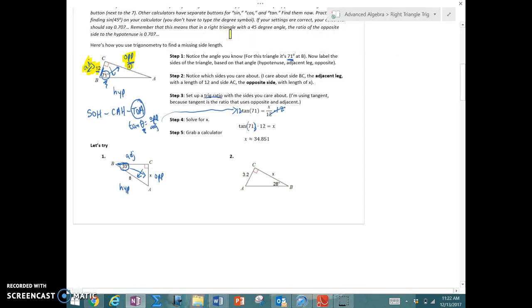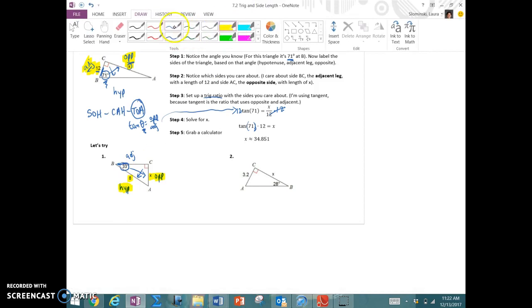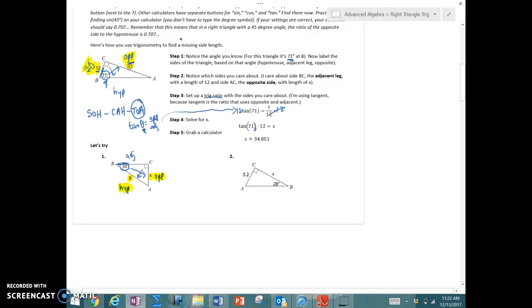Now step 2, I figure out which sides I care about. Again, I care about the one that has the x, and I care about the side length that I know. And again, because in this case, I care about O and H, I refer back up here to SOHCAHTOA, and I see that the S has O and H in it, which means that the sine of theta is equal to the opposite over hypotenuse. That's how I choose the trig function that I use. Once I have that, I plug in what I know. Remember, theta represents the angle, so in this case we're talking about 33 degrees.